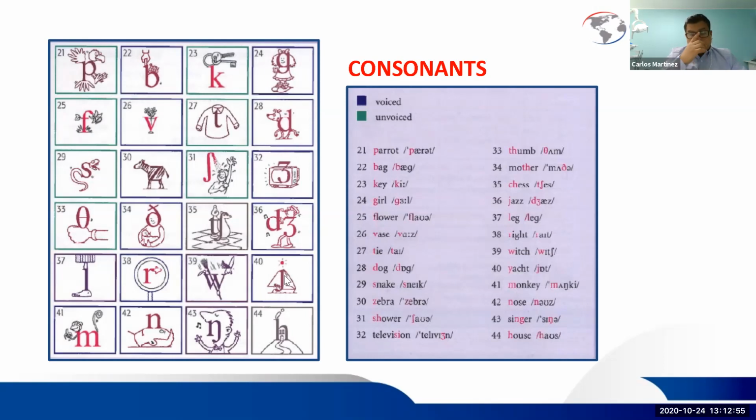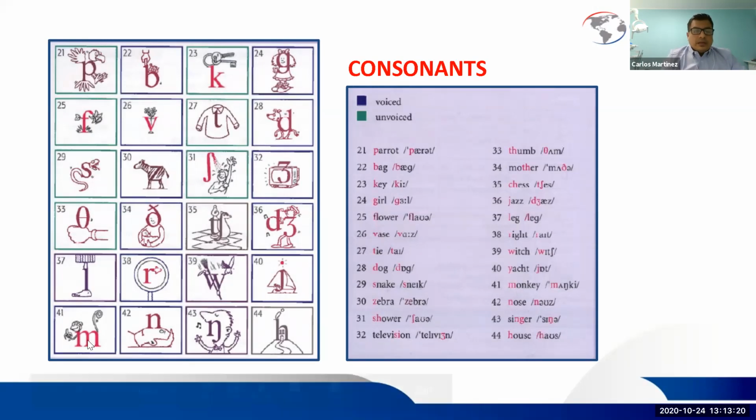Now we're going to specify the difference. This looks like a letter J, but this is the symbol of the sound. This is the symbol for yacht. Yacht. Be careful because the letter Y can also sometimes be expressed as a vowel sound, but normally that's when it's at the end. When it's at the beginning, it's like yacht.